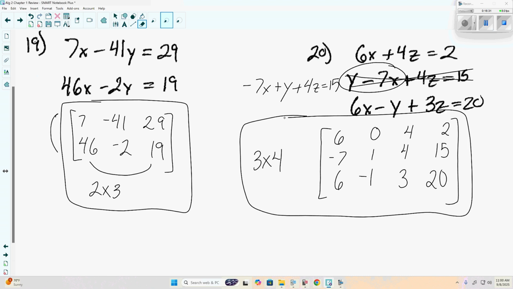Questions on 19 through 24. We feel good with 19 through 24. If one of the equations has one of the variables, the other two need it as well. We're ready for the next set.